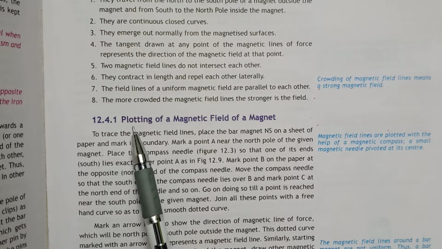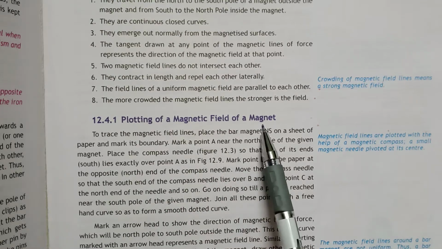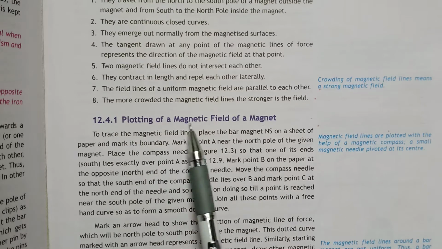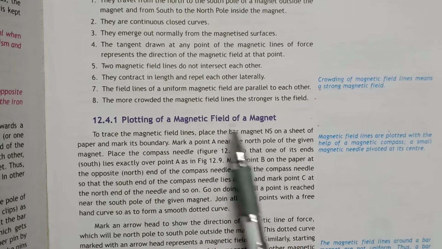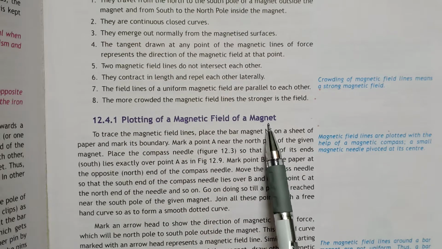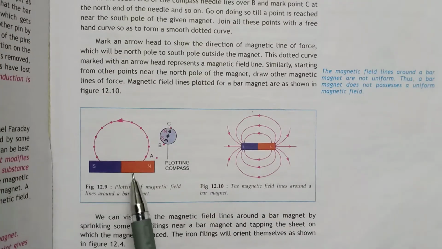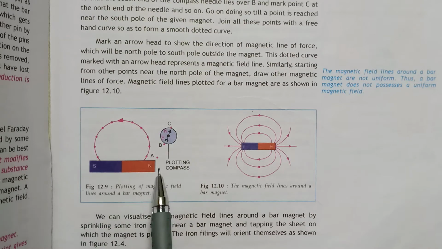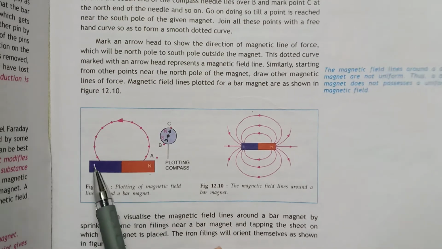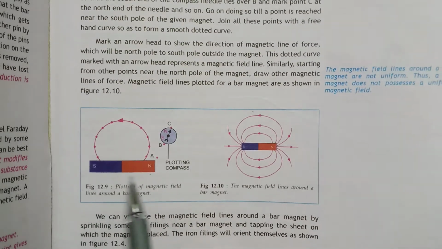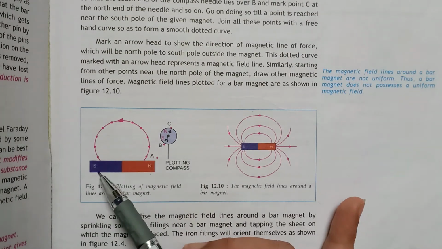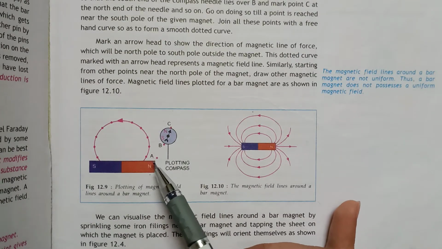Okay, plotting of a magnetic field of a magnet. Now we have to plot the magnetic field lines of a bar magnet. I am going to explain this topic with the help of this diagram. You can see there is a bar magnet. This is the north pole of the bar magnet and this is the south pole. We have to plot the magnetic field lines.